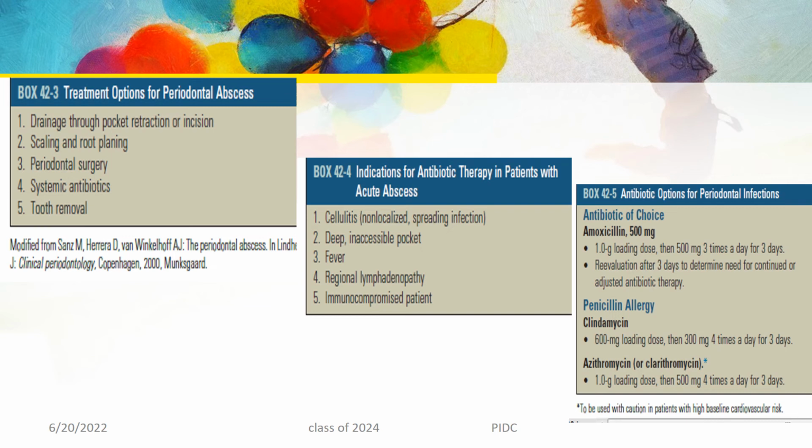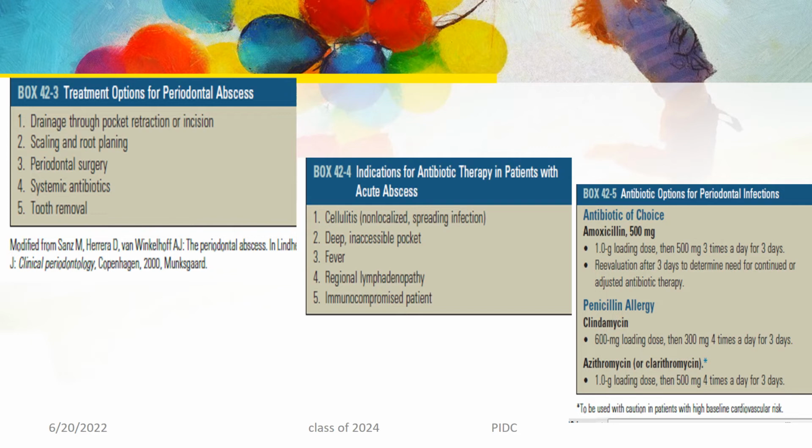So what are the treatment options for periodontal abscess? It could be drainage through the pocket, either by retraction or by means of incision, scaling and root planing, periodontal surgery, or systemic antibiotics. If very severe, then we can go in for tooth removal, provided the tooth is mobile and has a hopeless prognosis.